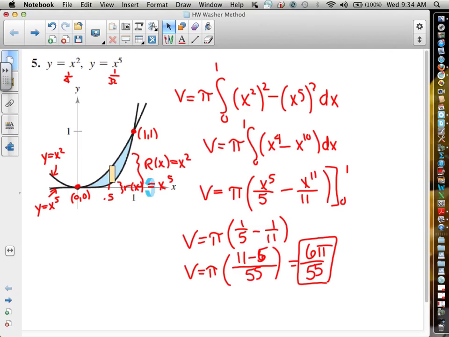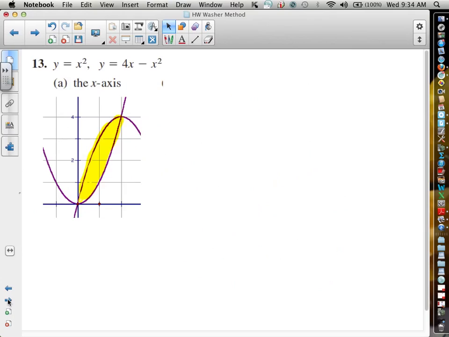Number 6 you had, but we had that in the notes, so I'm going to skip that one. Number 13A, we're rotating around the x-axis. My curves are y equals x squared, which is the bottom curve. And then y equals 4x minus x squared, that's this top curve, the parabola that's opening downward.